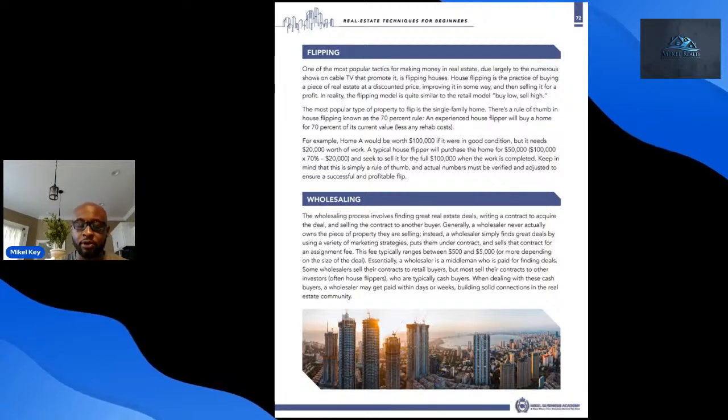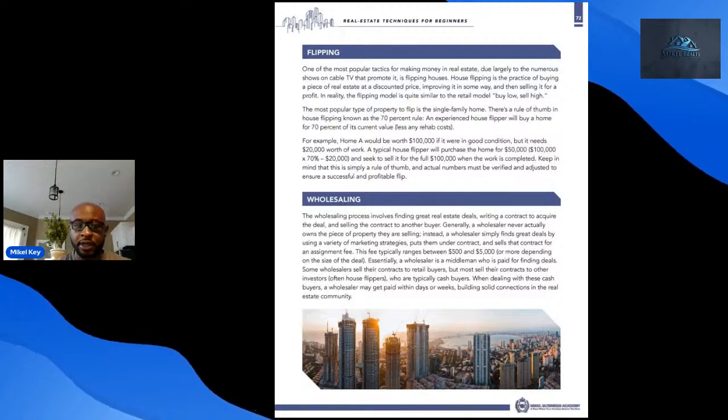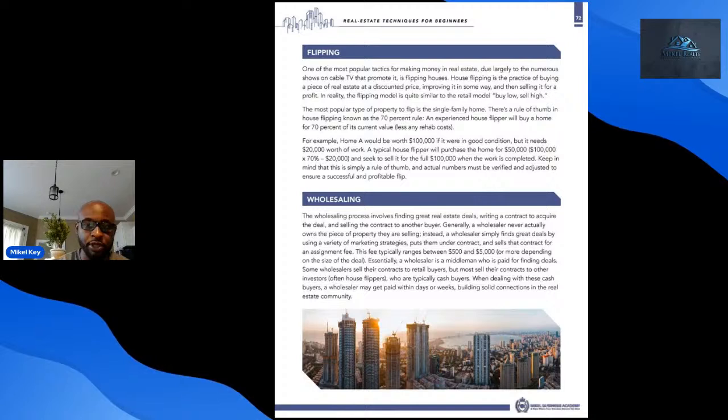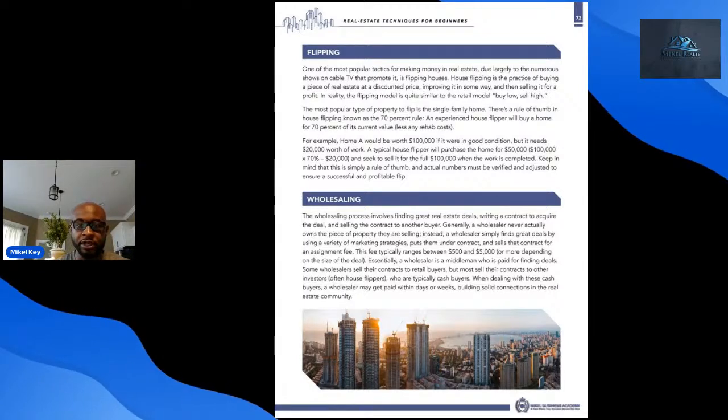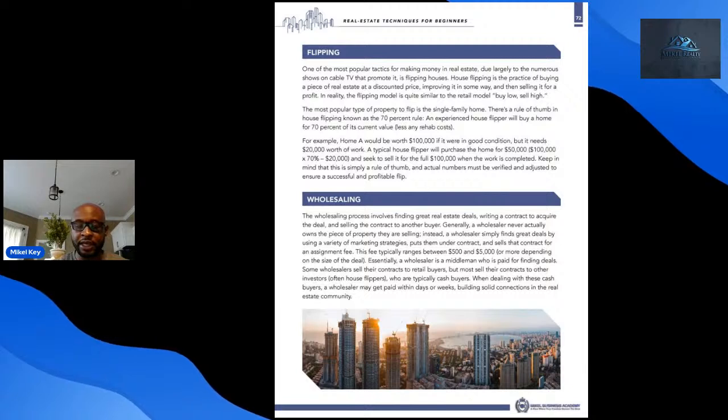So that's a simple way we calculate an ARV. You can also partner with an experienced licensed realtor, and they can teach you how they come up with the after repair value, or the listing price they put properties on the market at. But that's a simple way.